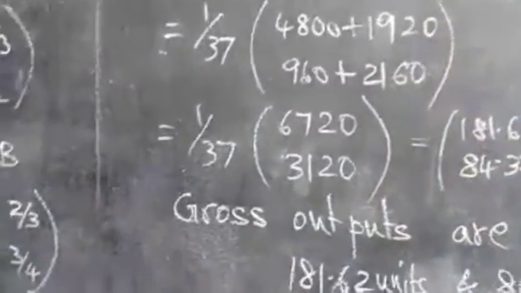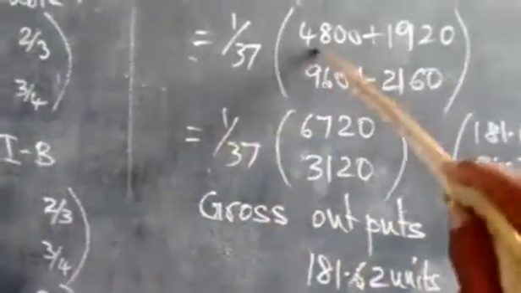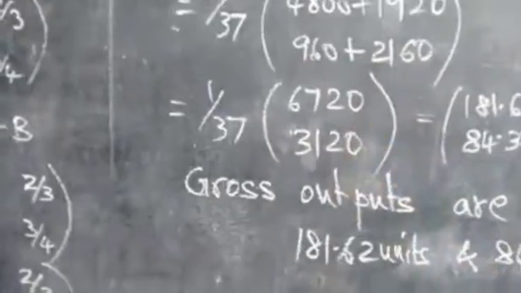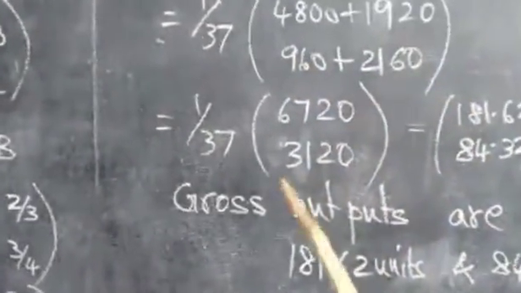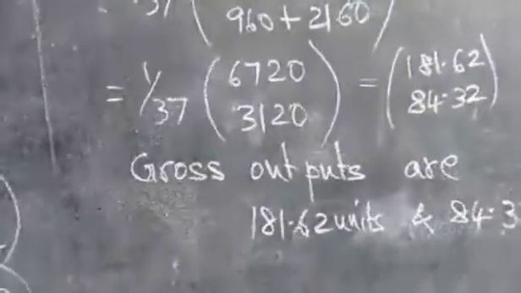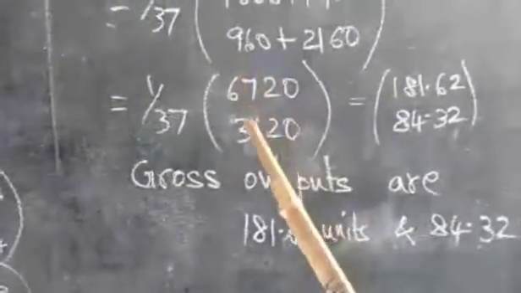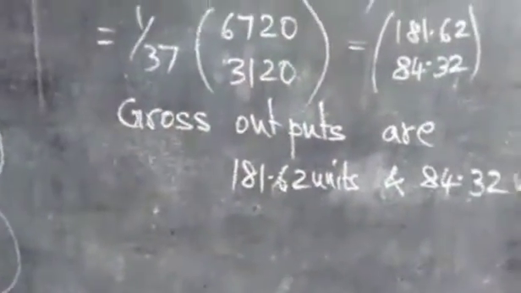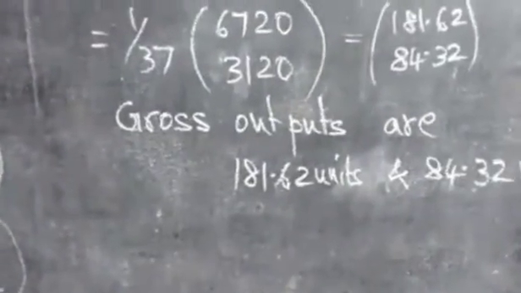Now 1 by 37. Let us add these two things. 6720. Here, let us add 3120. If you feel any difficulty, you can use a calculator. Okay. Now 6720 divided by 37. You must use a calculator only. Then only we can do it. Otherwise it will take some more time.